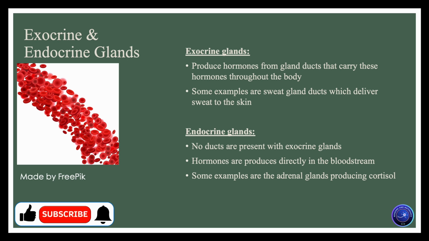Some examples are the adrenal glands, which have no ducts, and the adrenal glands produce cortisol directly into the bloodstream. So exocrine has a duct and endocrine no duct. Now, the pancreas, which we'll talk about in another video, is both an exocrine gland and an endocrine gland. So it has a duct that produces hormones, but it also produces hormones directly into the bloodstream. We'll talk about that more in a later video.